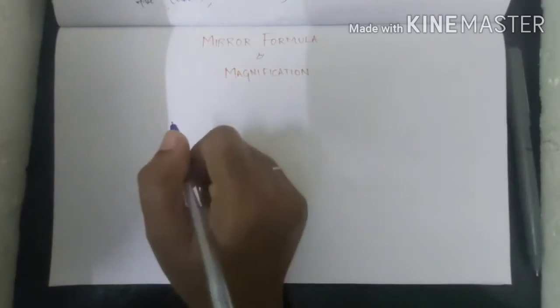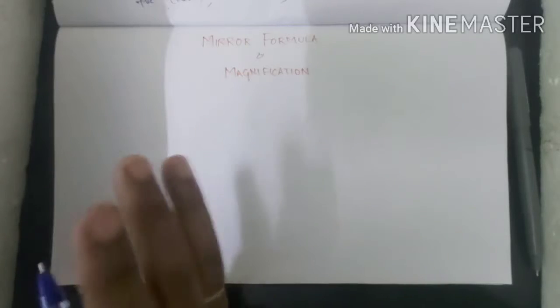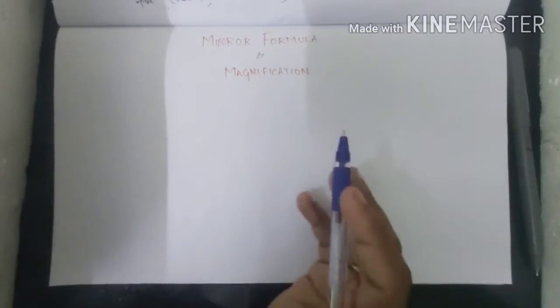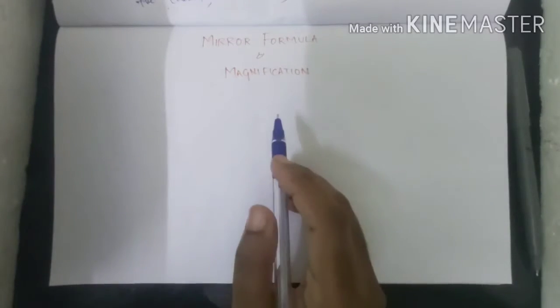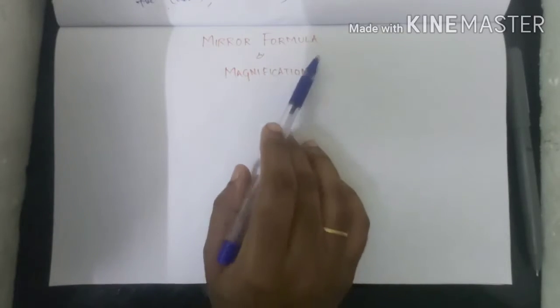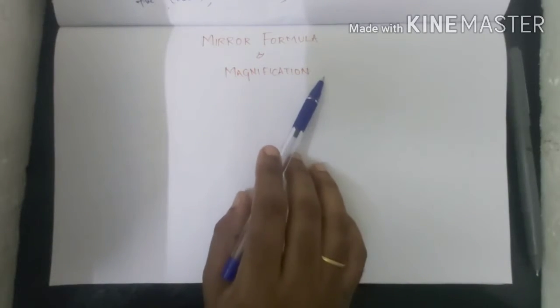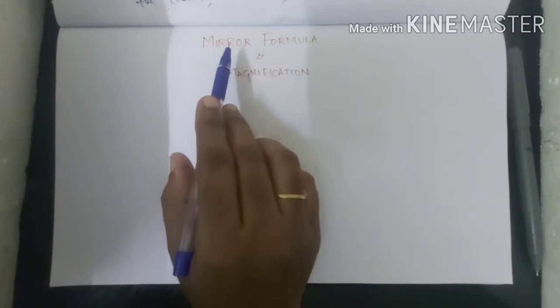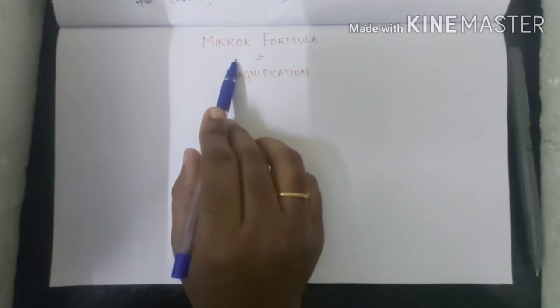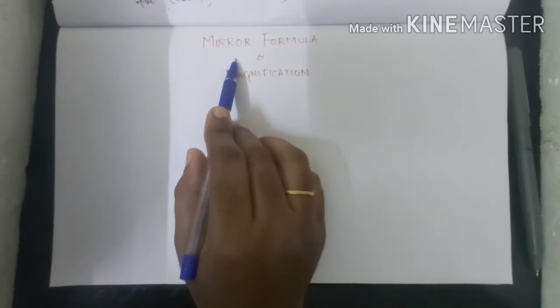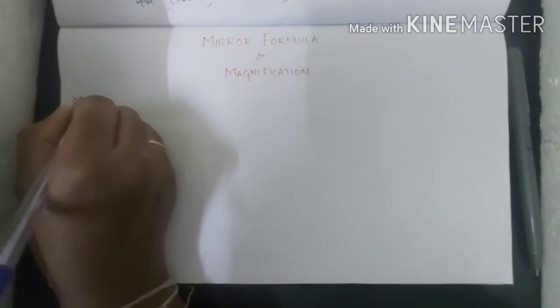Mirror formula is applicable for all the spherical mirrors for all the positions. We know the positions of a convex and a concave mirror, right? So I'm not mentioning that again. Mirror formula is applicable for all the cases of spherical mirrors. This mirror formula is used to find either the focal length of the mirror, or the image distance, or the object distance.